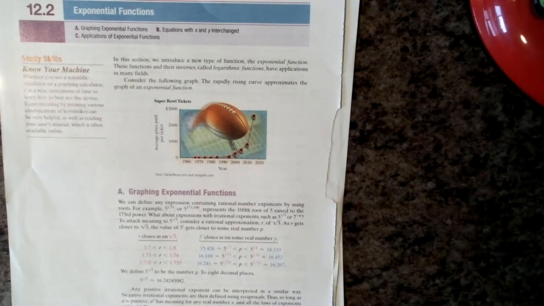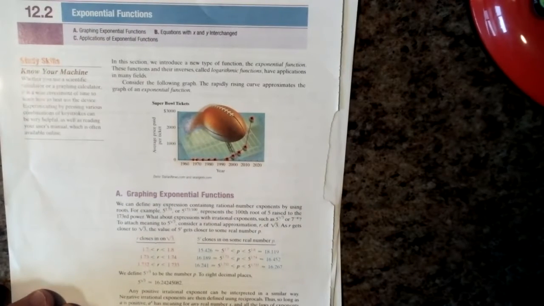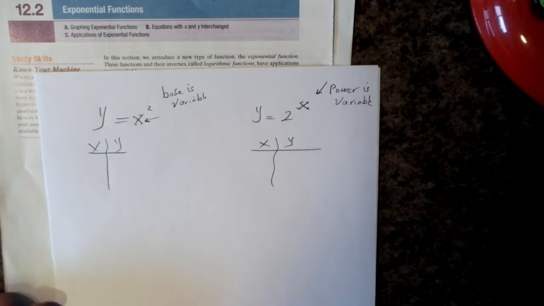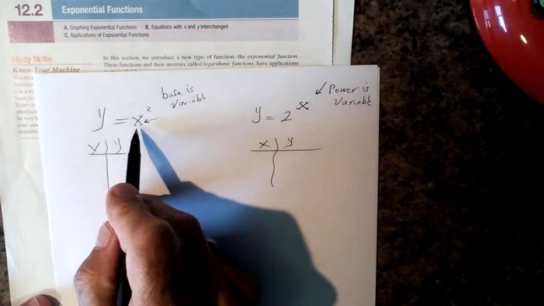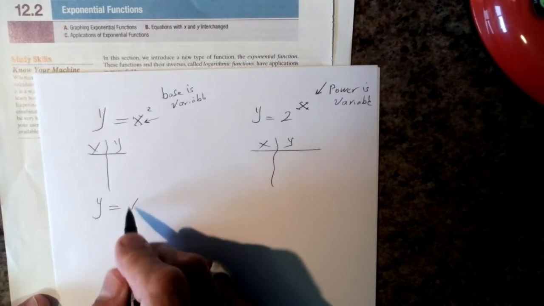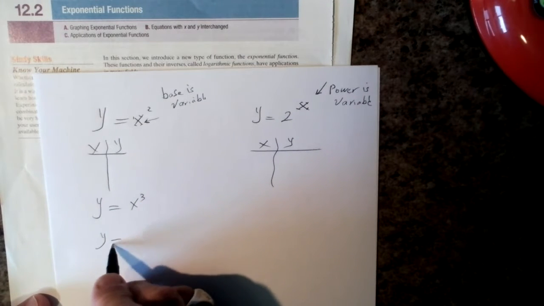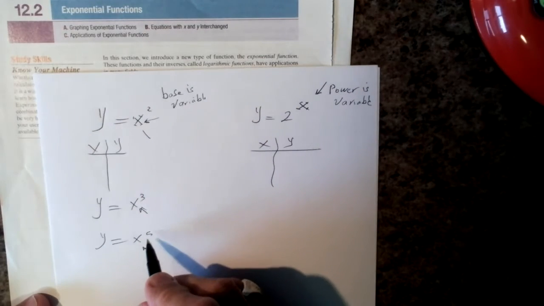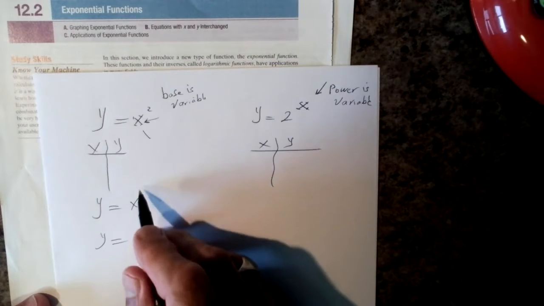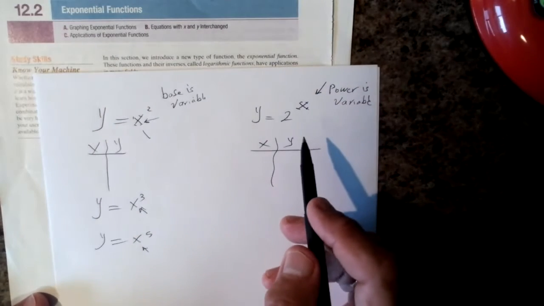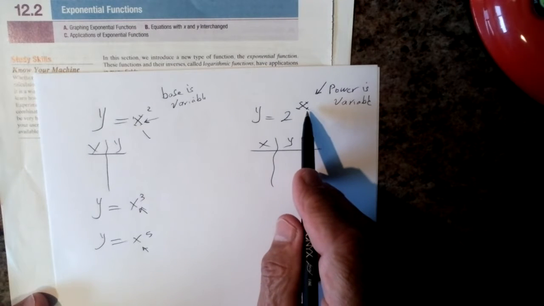Section 12.2, exponential functions. What are exponential functions? The functions that we have had so far all have a variable as the base and a number as the power, like y equals x squared, y equals x cubed, y equals x to the fifth. All the bases were variables, but the exponents were numbers. Exponential functions are different. The base is the number and the power is the variable.